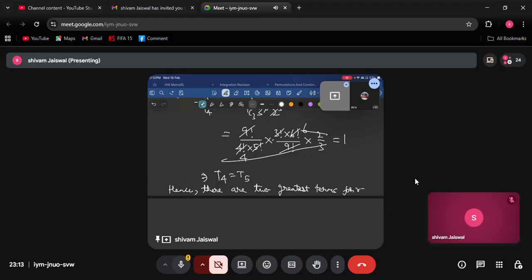For r equal to 3 and 4. Is it clear to everyone?